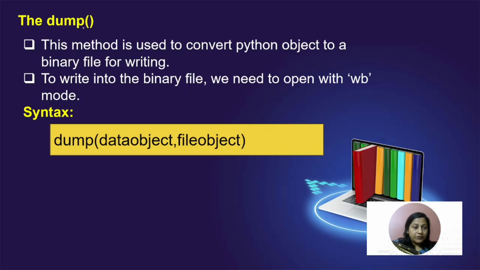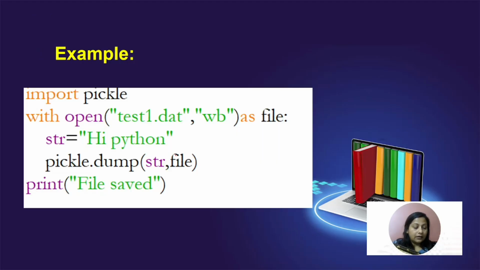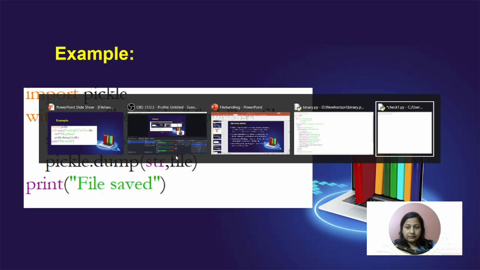Now, the dump function: this method is used to convert a Python object to a binary file for writing purpose. As I told you, if you want to write any data to the binary file, you have to use the dump function. To write into the binary file, what we have to do? We need to open with wb mode. What is the syntax? dump(data object, file object). Data object can be string, list and tuple, and file object we had discussed already. You are going to create a file object. It also looks like a variable. Example, I will show it in the IDLE.